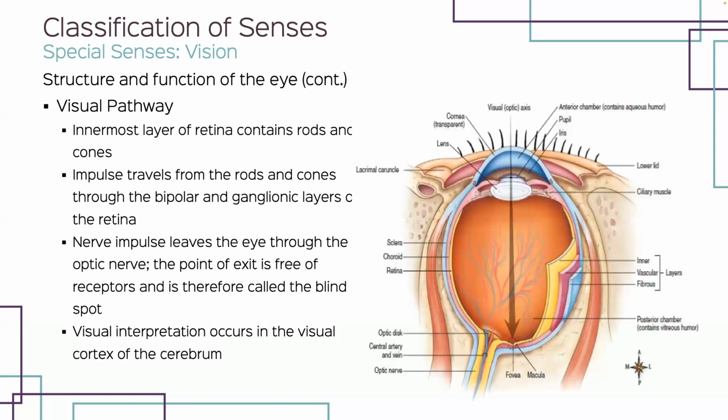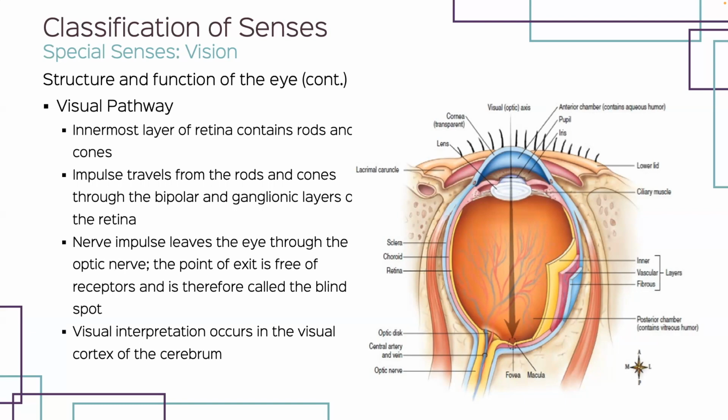So light will enter through the pupil and it's going to be refracted so that it's focused on the retina. The innermost layer of the retina will contain the cones and rods, which respond to a light stimulus by producing a nerve impulse. The rod and cone photoreceptors will synapse with neurons in the bipolar and ganglionic layers of the retina.